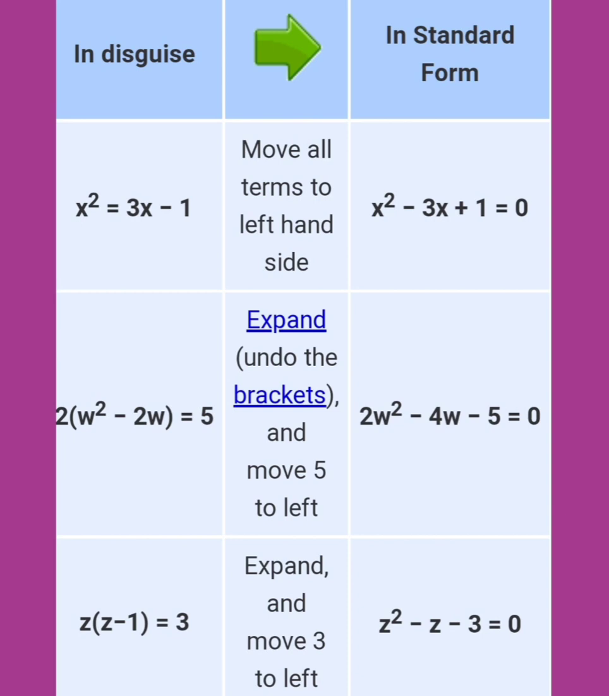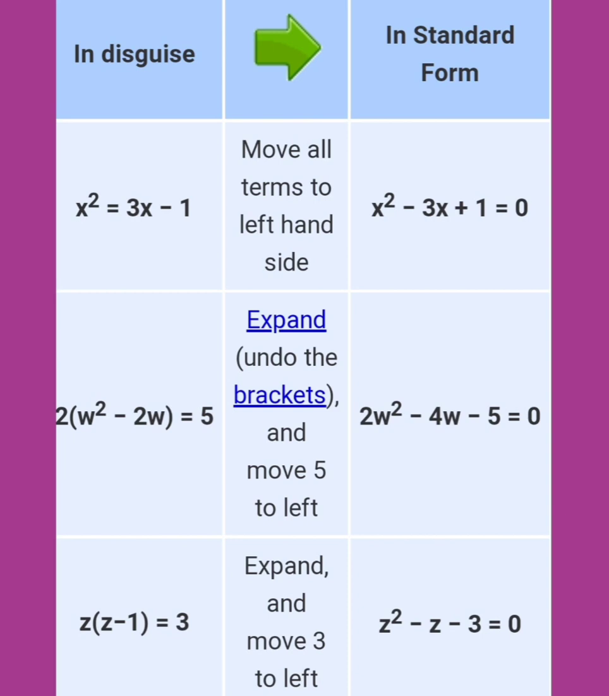For example, x square is equal to 3x minus 1. Now here you see it is not in the standard form of ax square plus bx plus c is equal to 0. So what you have to do is take all the right hand side terms to the left hand side so that you get x square minus 3x plus 1 is equal to 0. Then it is in the form of ax square plus bx plus c is equal to 0, where a is equal to 1, b is equal to minus 3 and c is equal to 1.